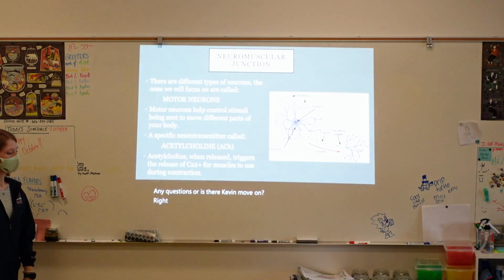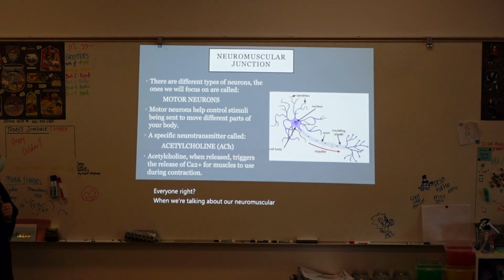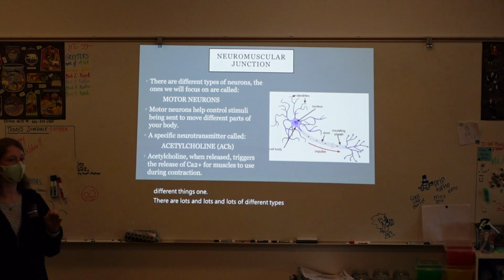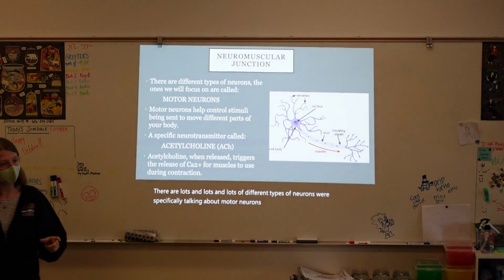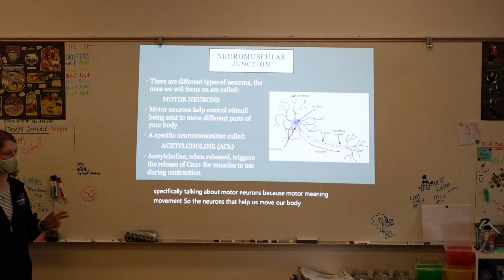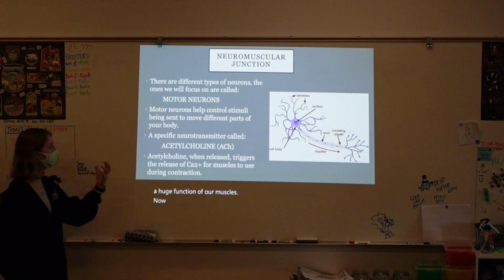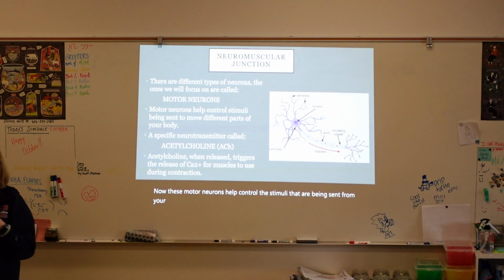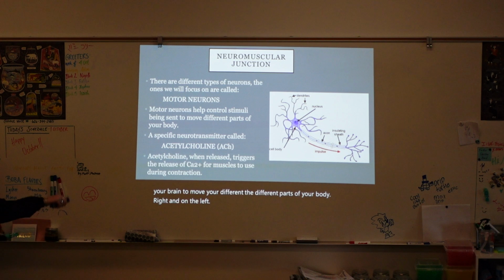Alright. So, when we're talking about our neuromuscular junction, there's a couple different things. One, there are lots and lots of different types of neurons. We're specifically talking about motor neurons. Motor meaning movement, so the neurons that help us move our body, right? Because that's a huge function of our muscles. Now, these motor neurons actually help control the stimuli that are being sent from your brain to move the different parts of your body.